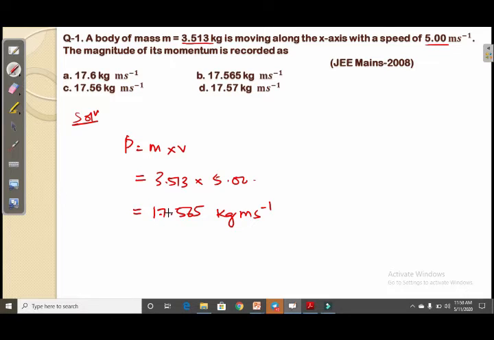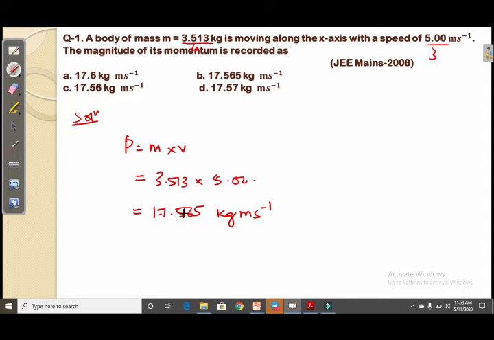So this is not the final answer. We have to apply the significant figures rule. The rule tells that if you take two numbers and multiply them, we have to consider the least number of significant figures in those two. Here 3.513 has four significant figures and 5.00 has three significant figures. So we consider the least one, that is 3. So consider three significant figures in the final result, that is 175.